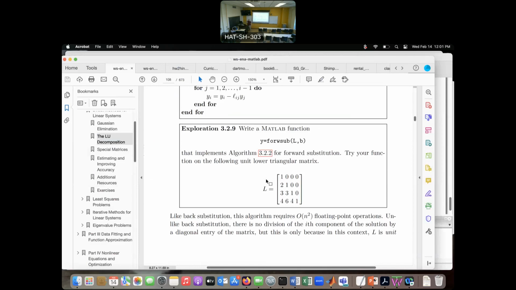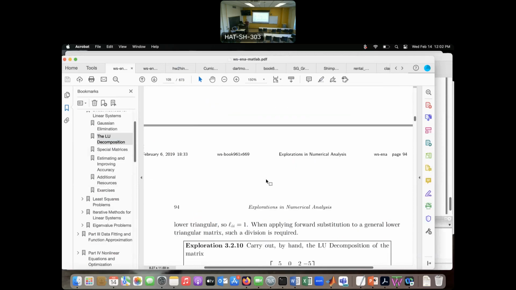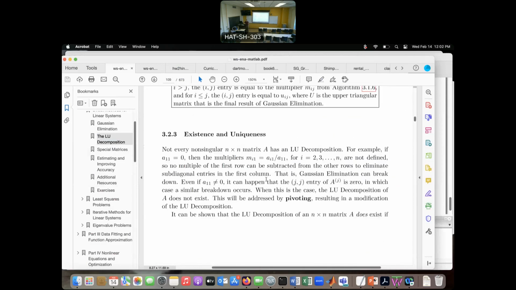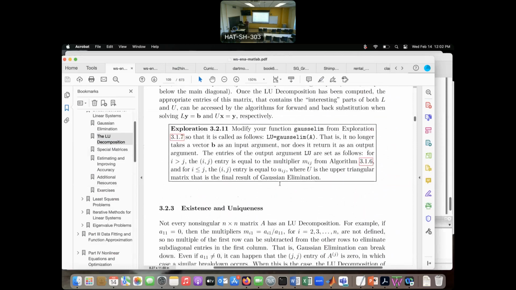I have a question. Number 11. I'm not sure what will be the output. So you say there are two conditions. One is if i is greater than j, then the entry is equal to the multiplier mij, and else it will be uij. So the output will be a single matrix. Yeah, one matrix.